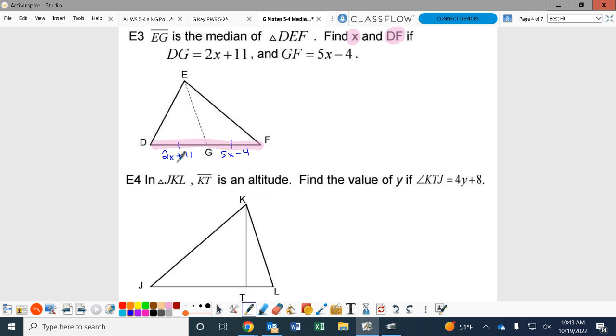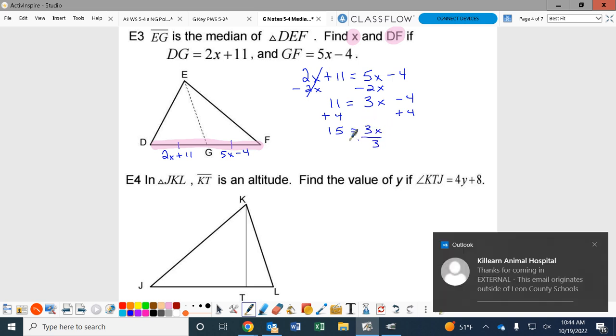So in this case, what am I going to do with these two amounts? Set them equal. So 2x plus 11 is going to equal 5x minus 4. How do I know that? Because medians are in the middle. They create two equal parts. So from there, you're going to minus 2x, minus 2x. That makes it 11 equals 5x minus 2x, which is 3x, minus 4. You're going to add 4, because all your variables are now on the right side, so you need your numbers to go to the left. It's going to make it 15 equals 3x. Divide by 3. And 5 equals x.